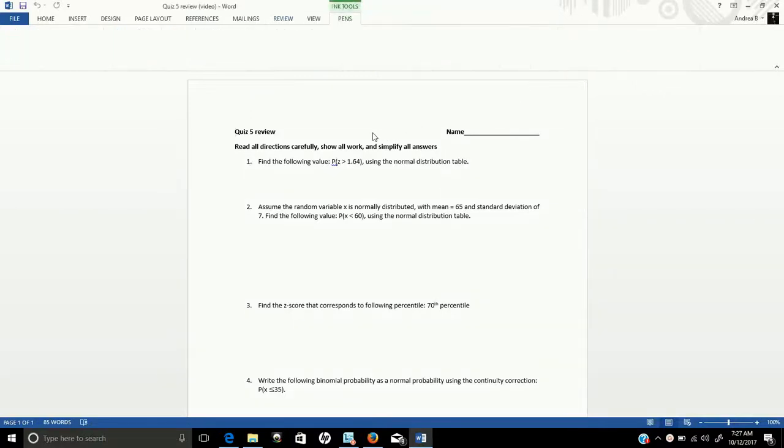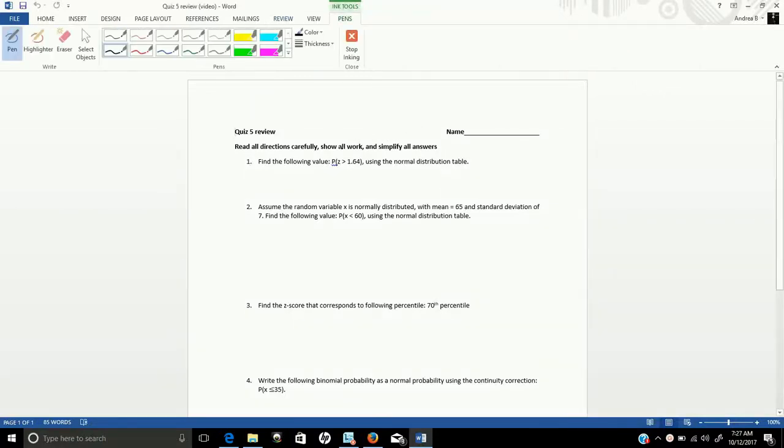Alright, for number 1 here, you have to find the probability of z being greater than 1.64. So first of all, since you're looking for z being greater than 1.64, you need to look up 1.64 for the z-score in the table. So you go down to 1.6 and over to the 0.04 column. If you do that, you should get 0.9495 from the table there.